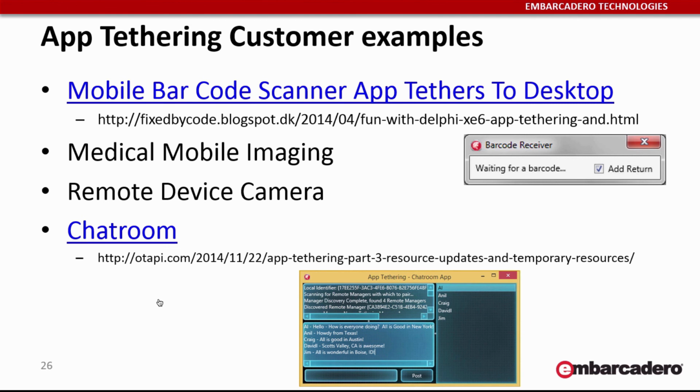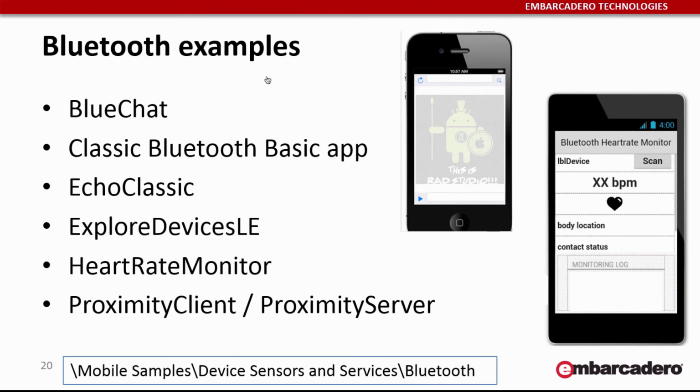that's a really nice example of being able to build a chat room using app tethering. And for Bluetooth examples, look at the sample apps in XE7 under Device Sensors and Services Bluetooth. And you'll see these 6 samples on using Bluetooth LE and Bluetooth Classic, including the heart rate monitor app that I used in this presentation.